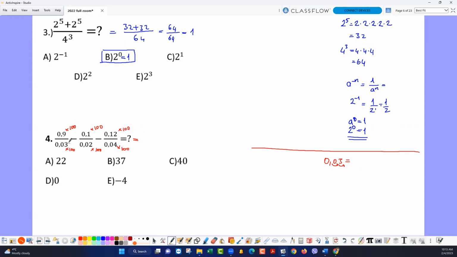With respect to that, 0.9 times 100 is going to be equal to 90. 0.03 times 100 is going to be equal to 3. Actually, we were looking for this one. Minus 100 over 100 times 0.1 is going to be equal to 10, over 2. Minus, this is 0.12 times 100, which is equal to 12, and 0.04 times 100 is going to be equal to 4.